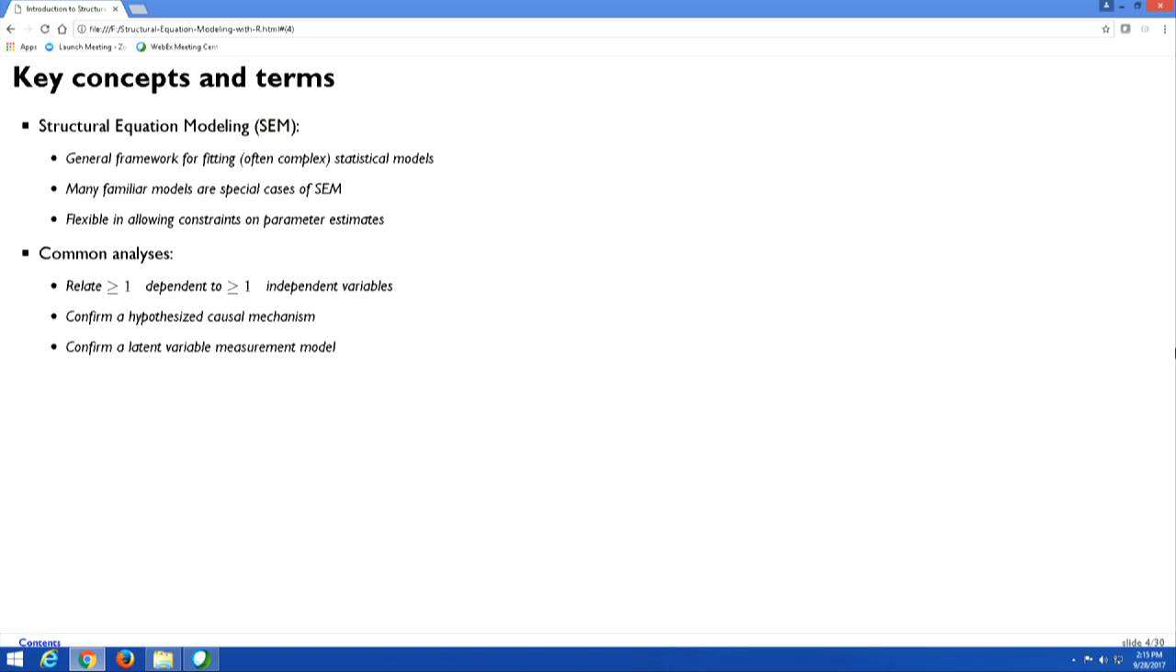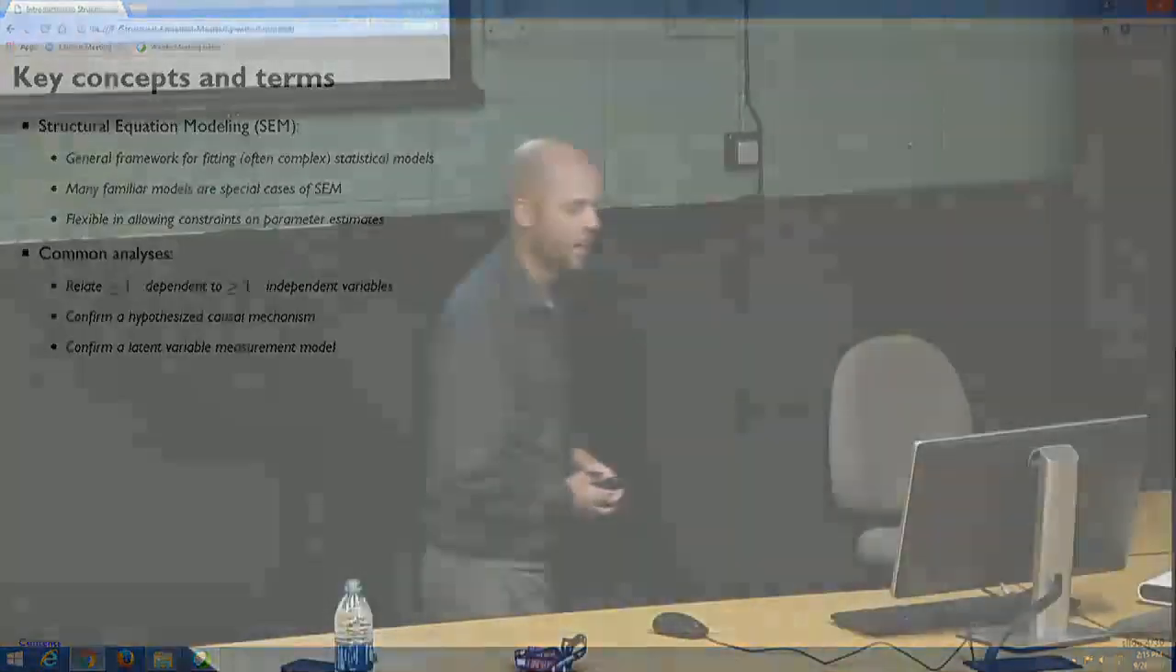But two types of models are very popular to do in the SEM framework, and if people have these types of research questions, they'll tend to do an SEM analysis. The first is to confirm a hypothesized causal mechanism, which can be more complex than just A causes B, like smoking causes cancer. It can be A causes B through the path of C and D. I'll have some examples later on so that becomes less abstract for you.